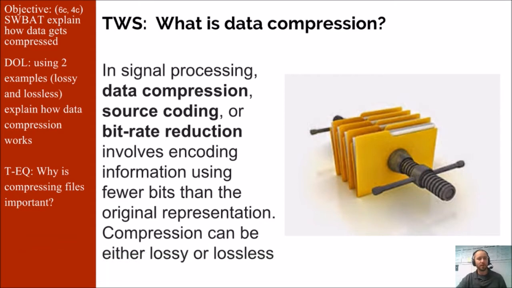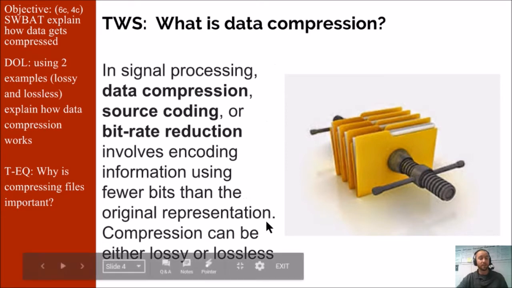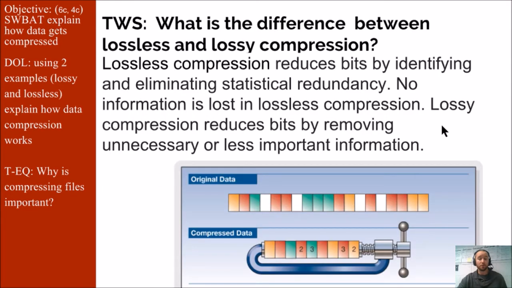Okay, so to talk about encoding, first we need to answer what is data compression. So in signal processing, data compression, source coding, or bit rate reduction, these things involve encoding information using fewer bits than the original representation. So compression can be either lossy, or as I like to say, lousy, or lossless. So zero in here on the answer. It is taking information and using fewer bits than the original representation of that information. So in a super short form, compression is making something fewer bits.